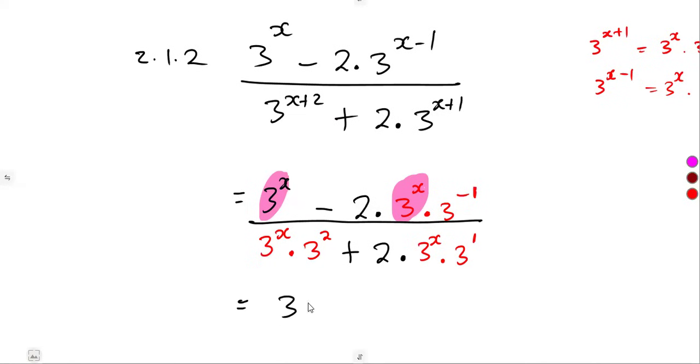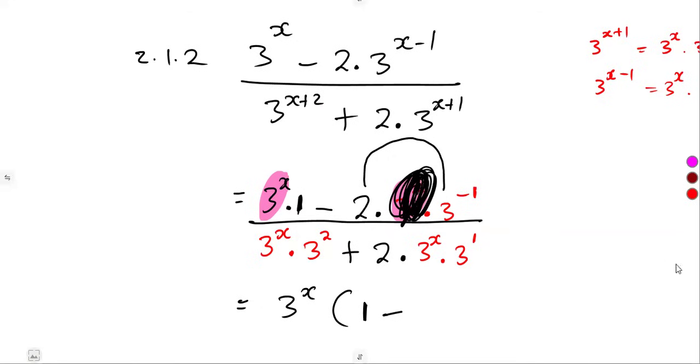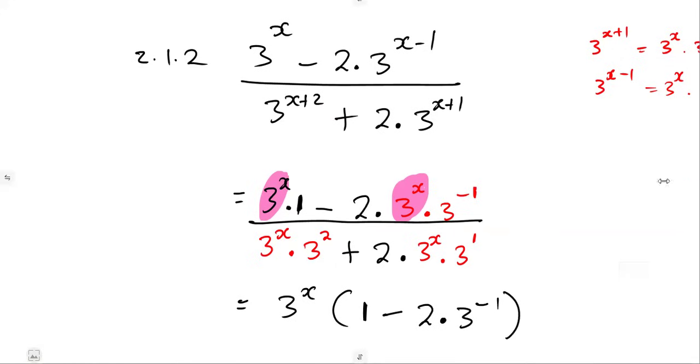As I factor 3 to the exponent of x in the numerator, what am I going to remain with here? If I remove it here, I remain with a 1. This is the same as 3 to the exponent of x times 1. If the number is not given, it just means there's a 1, not a 0. You replace it with a 1. So if you factor out 3 to the exponent of x, you're going to remain with a 1, minus. You factor out 3 to the exponent of x from this one. What are you going to remain with? You're going to remain with 2 times 3 to the exponent of negative 1. So this is what you're going to have: 2 times 3 to the exponent of negative 1. We close the bracket.